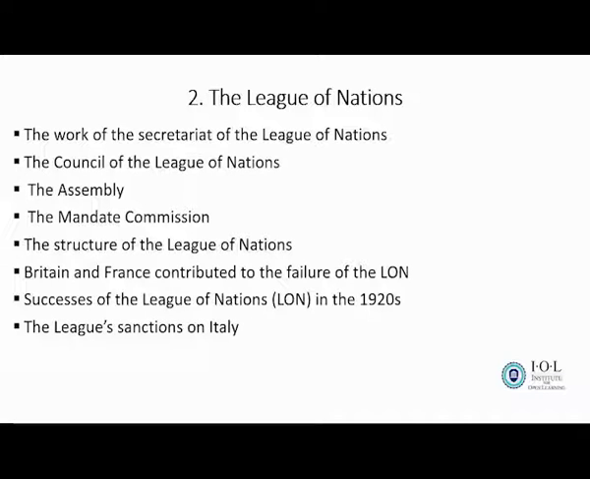And then we have the League sanctions on Italy. Why do you think it was not successful? It was not successful because the sanctions did not include sanctions on oil. And most of the countries did not take things seriously because of the absence of the superpowers. And the League of Nations had no army to enforce their decisions. So countries could not follow the sanctions of the League of Nations.